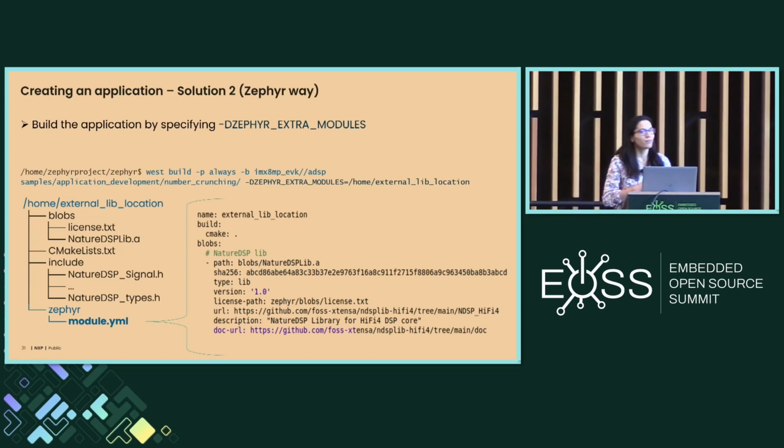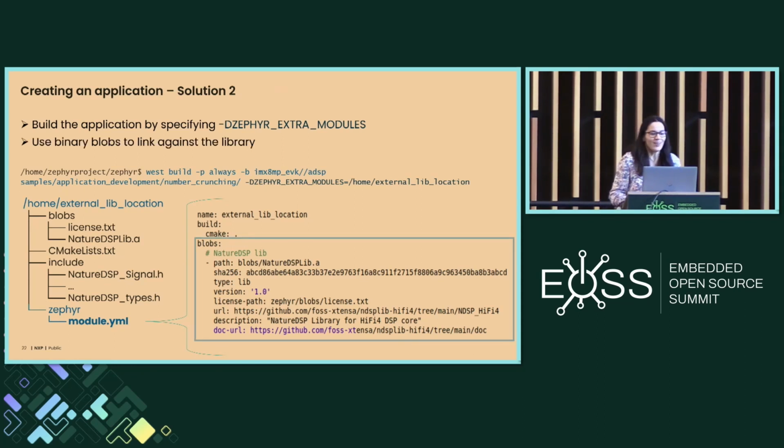And next, we define a blob. Let's see what's a blob. Okay, so with this solution, we use binary blobs to build with our external lib location. So what is a binary blob? A binary blob, it's proprietary machine code and data built in a binary file, and its source code is not released under an open source initiative license.